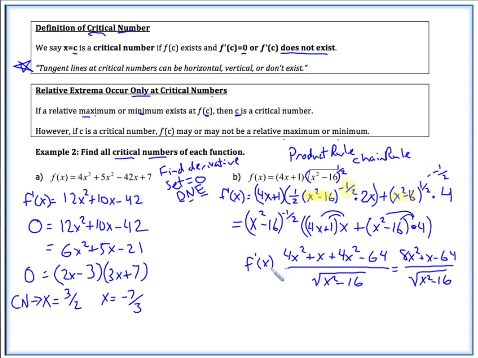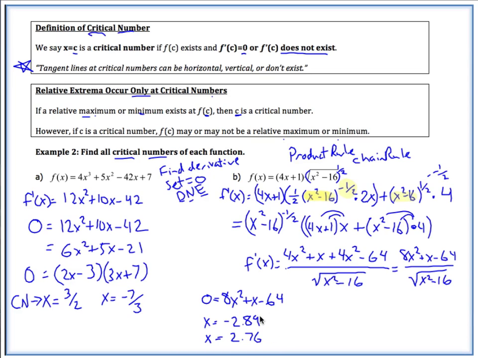Okay, so that was just finding the derivative. That was great fun. Okay, so we're going to find now where the derivative equals 0. And because this is a rational function, it equals 0 where the numerator equals 0. So we're just going to let 0 equal 8x squared plus x minus 64. Now, if you use the quadratic formula, you actually come out with x equals negative 2.89 and x equals 2.76.